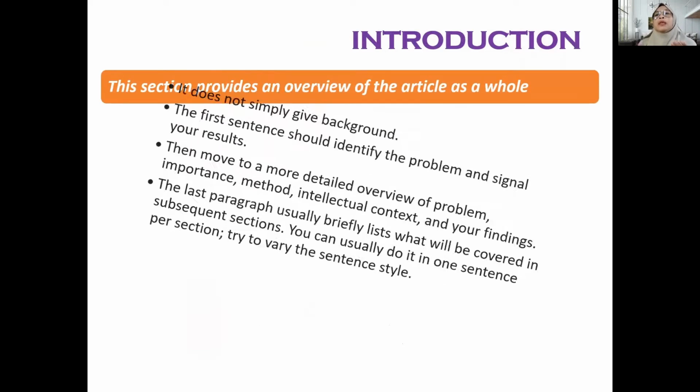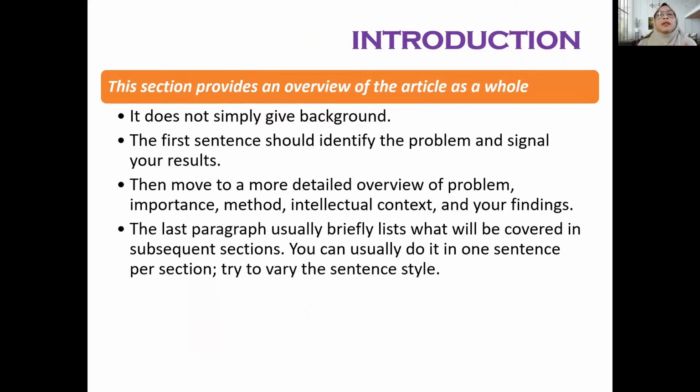So basically, this section provides an overview of the article as a whole. It does not simply give background. The first sentence should identify the problem and signal your result, then move to a more detailed overview of the problem, importance, method, intellectual context, and your finding. And the final paragraph usually briefly lists what we'll cover in the subsequent section.